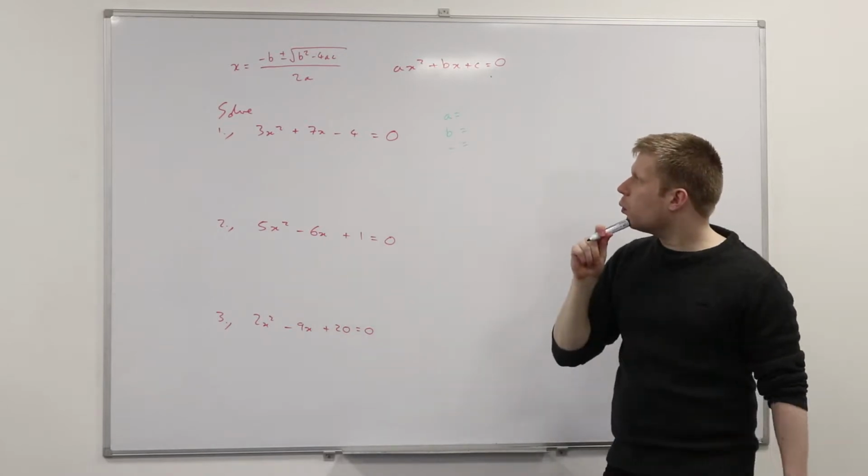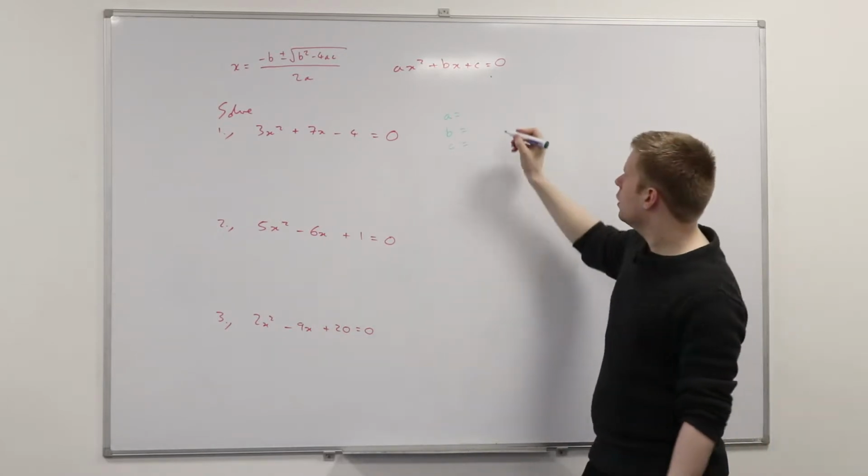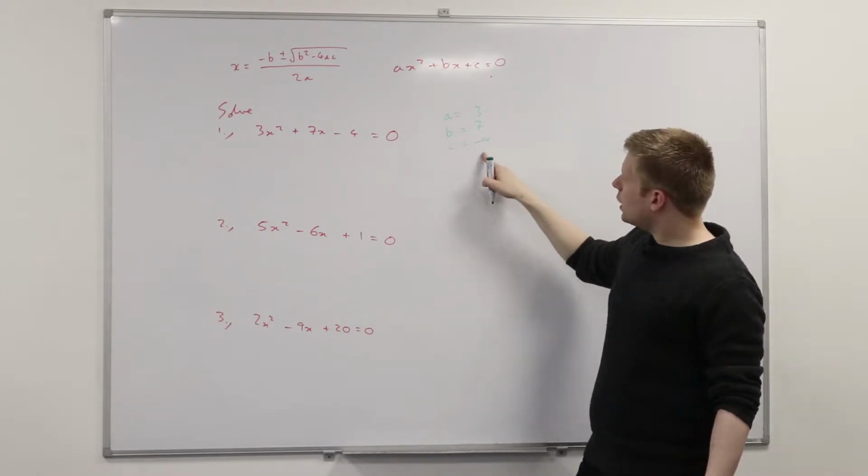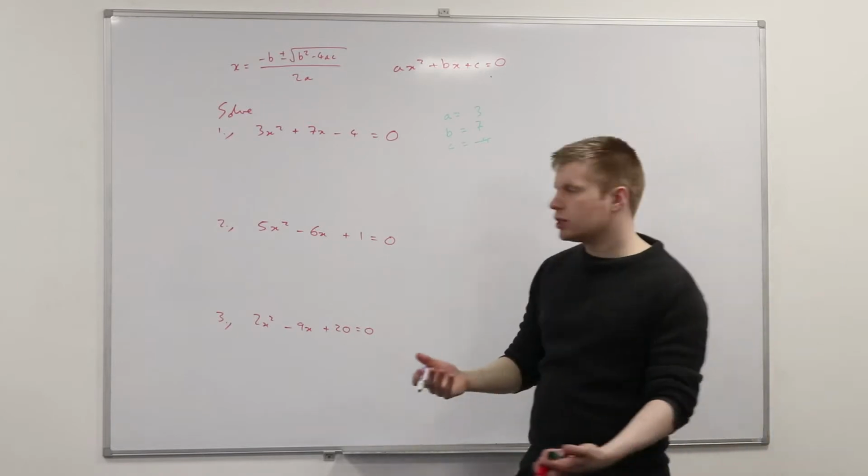So for question 1, what is A? 3. What is B? 7. And what is C? -4. Now you can just stick those numbers straight into the formula. In fact, let's do it.